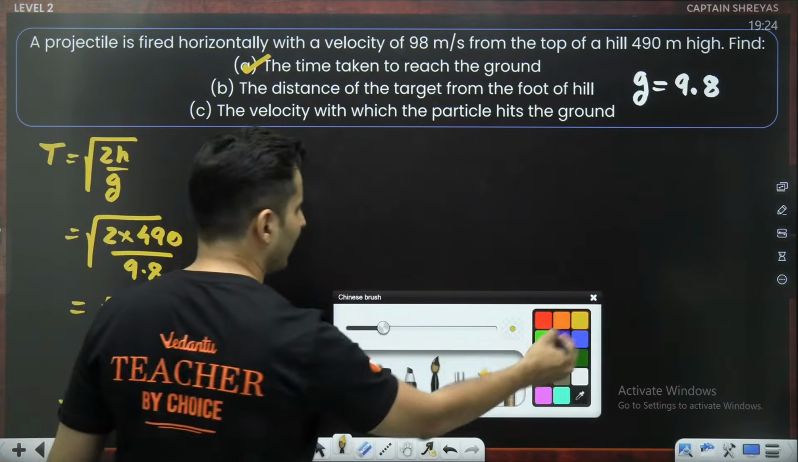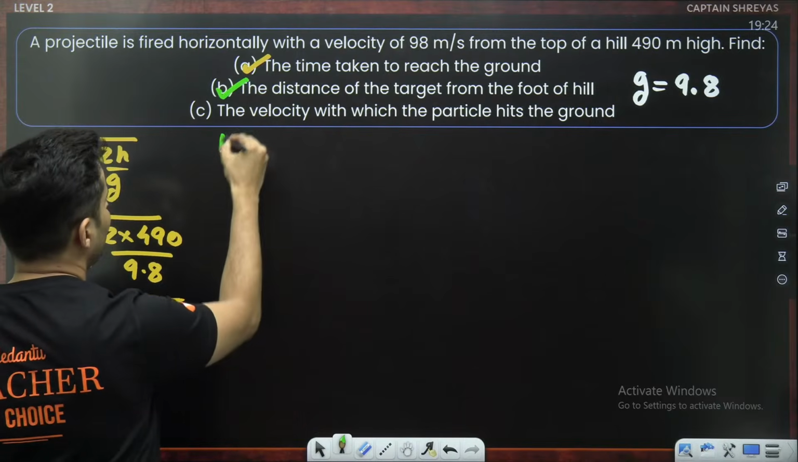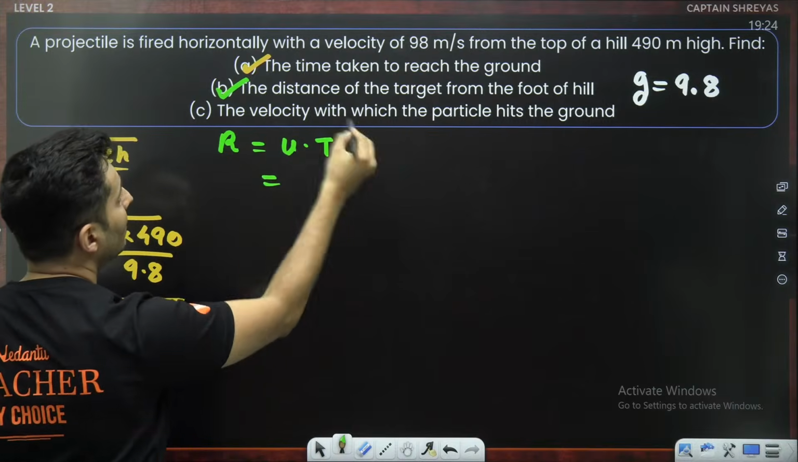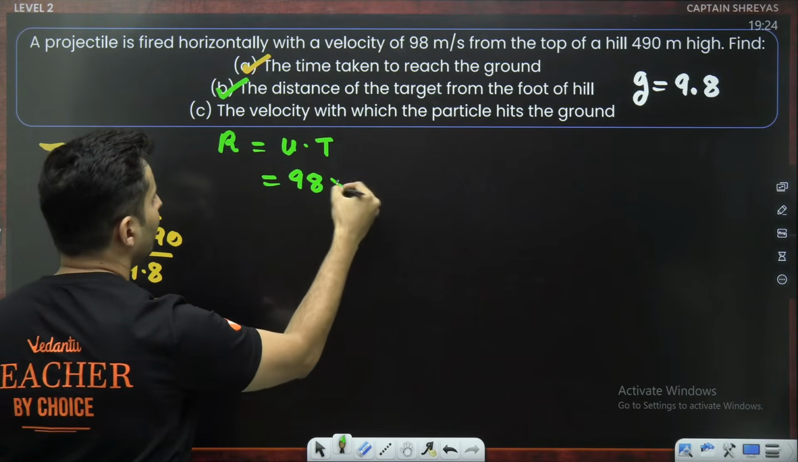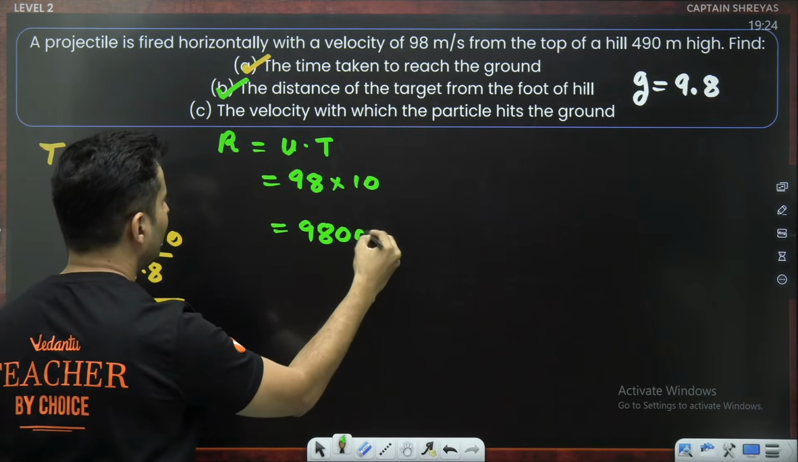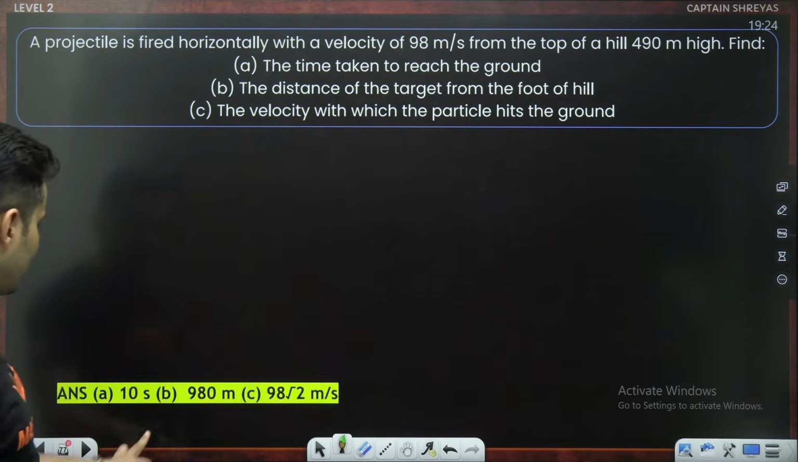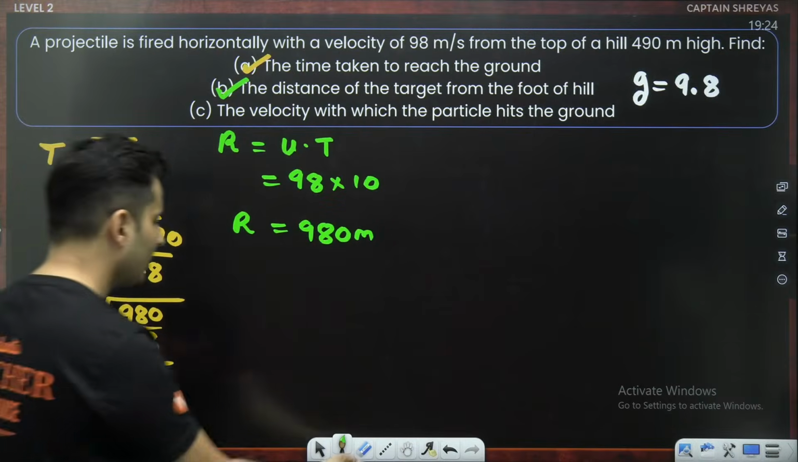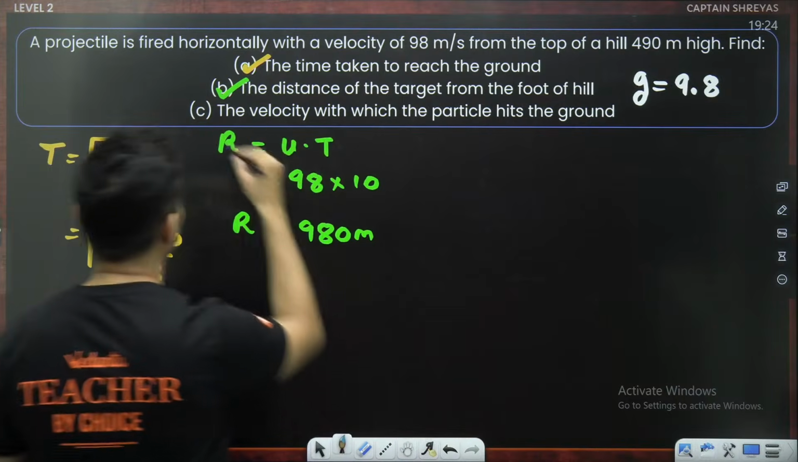Similarly, you can solve the other things also. The distance, basically the range, is the speed into time. Horizontal speed is 98 multiplied by time 10. So it will be 980 meters. That's the range. Let's check that. Yes, 980 meters. Perfectly fine. Speed, that also, no doubt, we can find out.